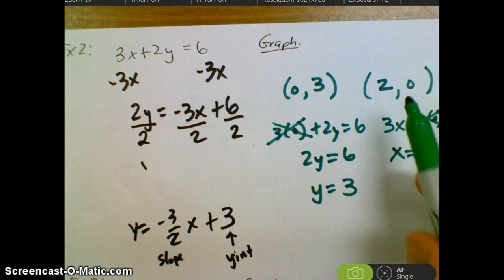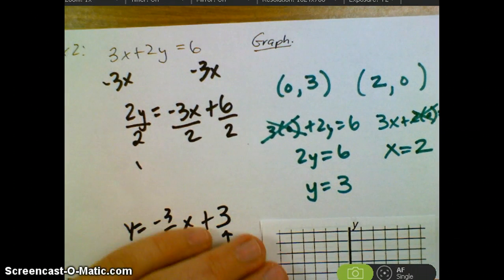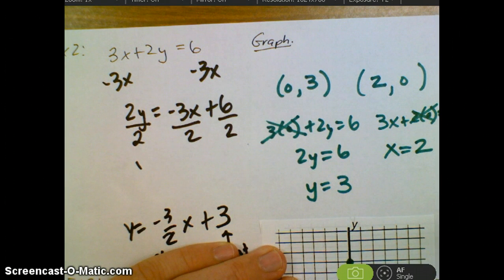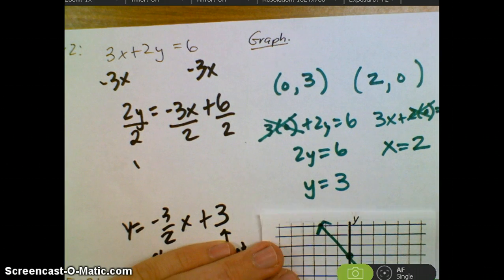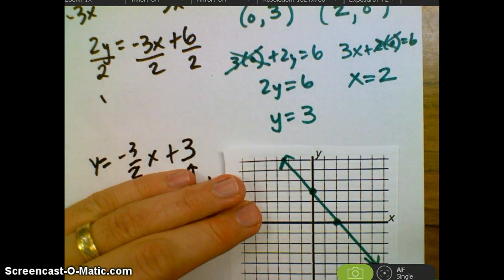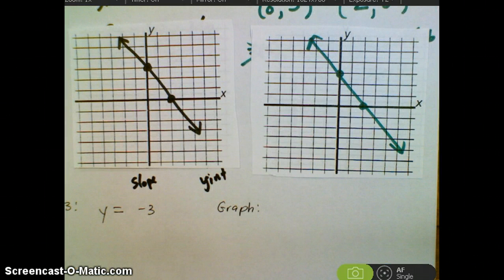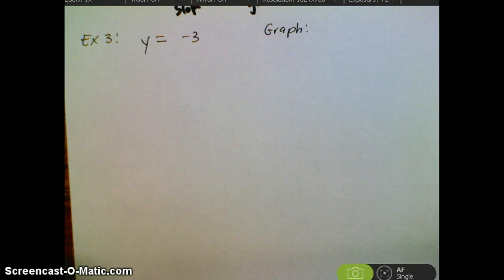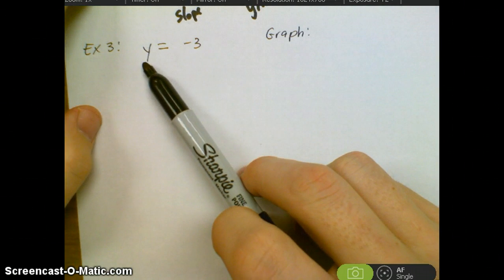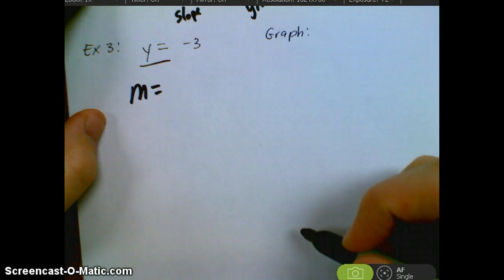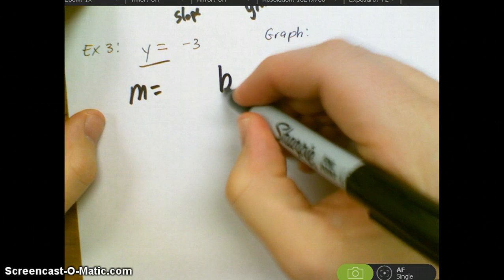So when we graph it this way, we go up 3, put a dot, and this is the x-intercept. So we go over 2, and we have our line there. Either way, same graph, different way. Here's the last example I have for you. We have y equals, so we have to decide what's the slope and what's the y-intercept.